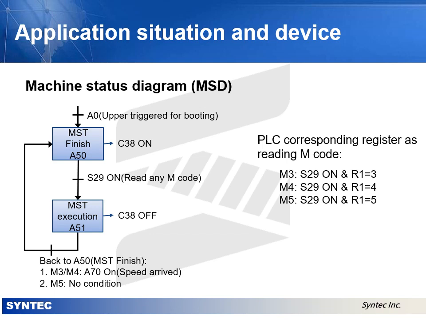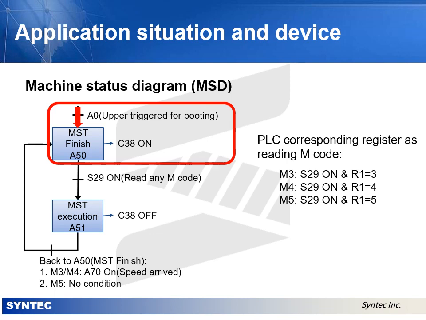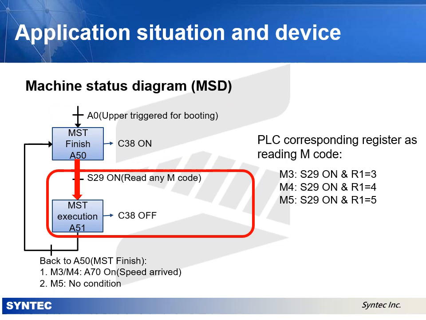Machine status diagram. The function of the MST code can be divided into two states, A50 finish and A51 execution. As the machine is booting, it will trigger the A50 state and C38 constantly. In this state, once the program reads the M code, S29 will be triggered, and then the A51 state will be triggered. The A50 state will be interrupted. In the A51 state, the C38 output will also be interrupted.